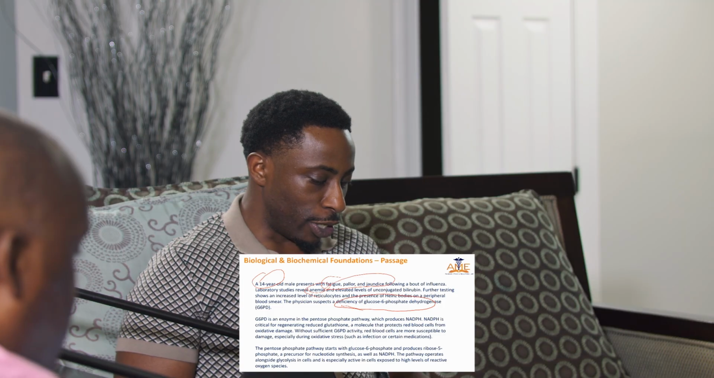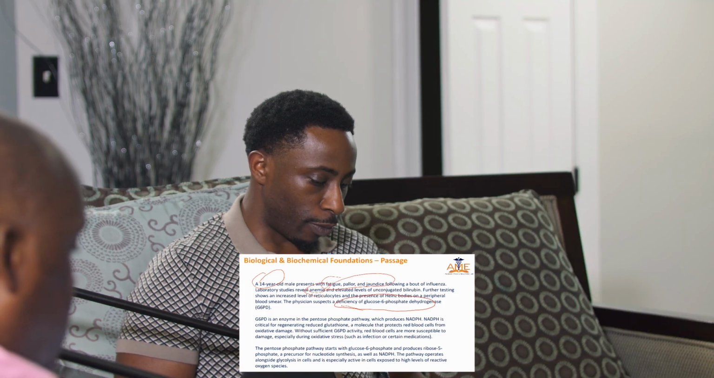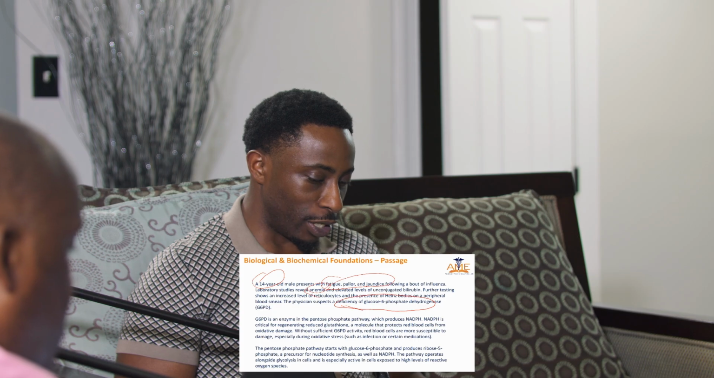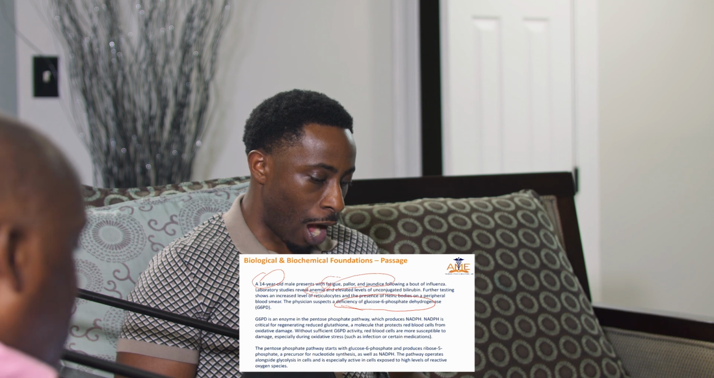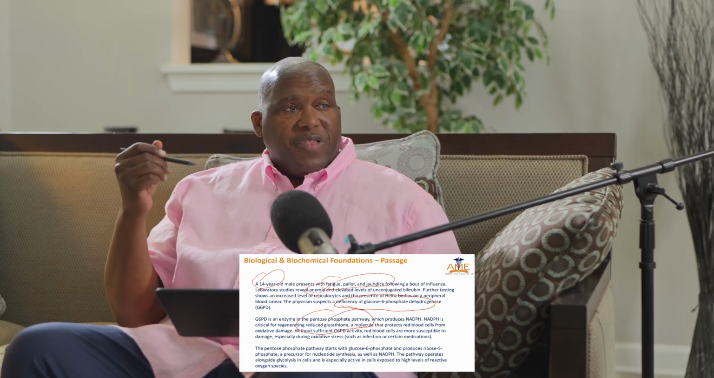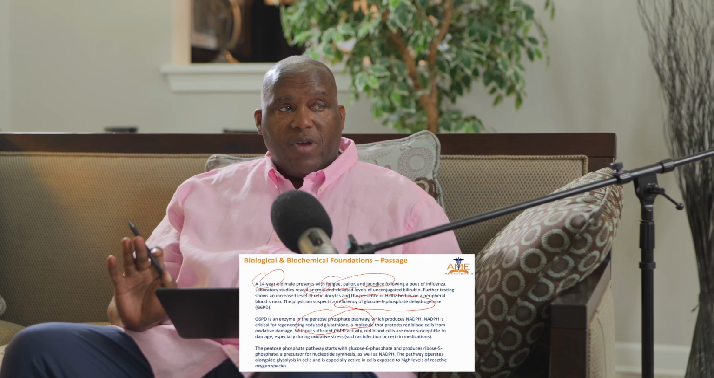Gotcha. G6PD is an enzyme in the pentose phosphate pathway which produces NADPH. NADPH is critical for regenerating reduced glutathione. Let's stop there. So earlier on, when we were doing our reflection for the first paragraph, and I mentioned in your reading frame, you already see glucose 6-phosphate dehydrogenase. This is where efficiency comes in with initial preparation.